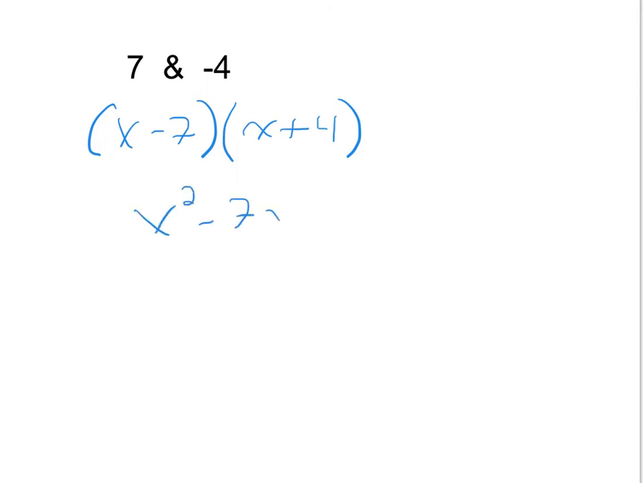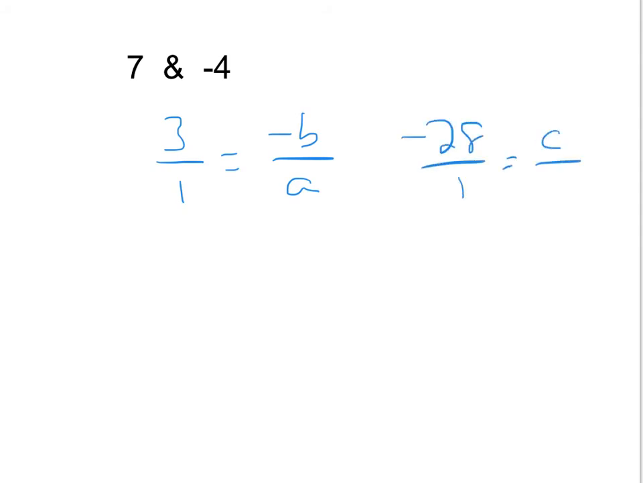First of all, we can use our roots form. So I now know that if I have a root of 7, I have a factor of x minus 7, and I have a root of negative 4, which means I have a factor of x plus 4. So if I FOIL that out, I'm going to get x squared minus 7x plus 4x minus 28. So I have a quadratic function of x squared minus 3x minus 28.